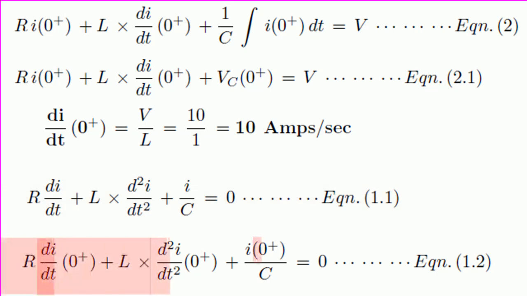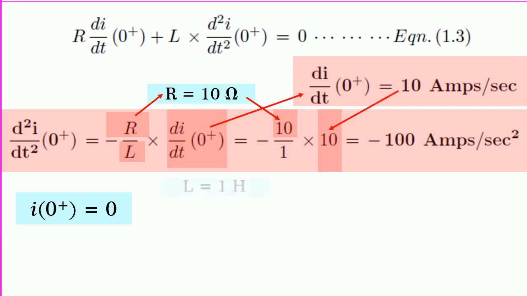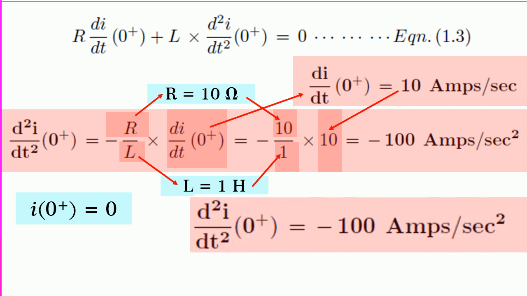Hence, by putting t is equal to 0 plus in all the terms and substituting the values of R, di by dt at 0 plus, L and I0 plus, we get d squared i by dt square at 0 plus is equal to minus 100 amperes per second square. Hope you will enjoy solving such problems.